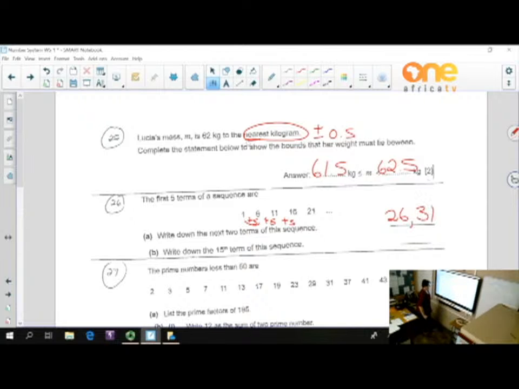Write down the 15th one. Now, they didn't ask it, but it's always nice to have the pattern because then it's much easier to get that. Otherwise, you'll have to sit on your calculator. Plus 5, plus 5, plus 5.